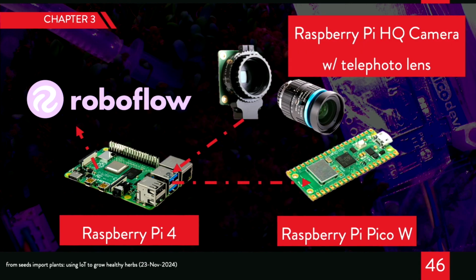So now here's where I added even more complexity to things. Now we had the Raspberry Pi, which was taking photos of our seeds, which was still being controlled by the Pico W.